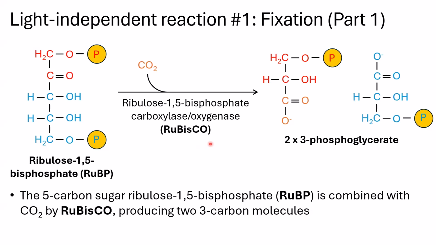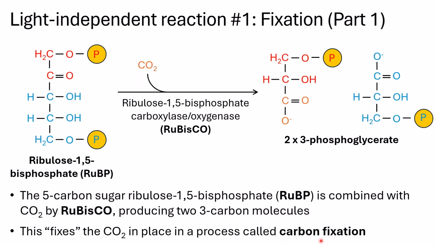We saw some decarboxylases in cellular respiration, which remove carbon dioxide. Carboxylase does the opposite by adding carbon dioxide. This process is referred to as carbon fixation because Rubisco is fixing carbon dioxide in place, preventing it from escaping. As an analogy, you can think of RUBP as a nail that will keep the carbon dioxide in place, and Rubisco is the hammer that drives the nail in.